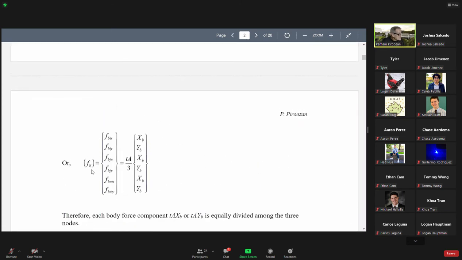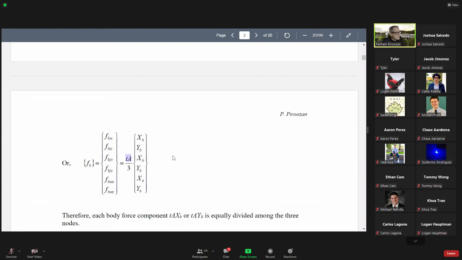And integrating, this is the result of this integration, that our body forces, this FBIX, FBIY, this is at node I in the X direction, at node I in the Y direction. These are the body forces at nodes I, J, and M. It is given by this. This is body force per unit volume.